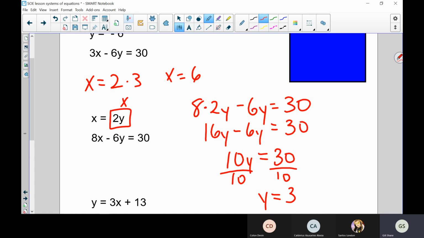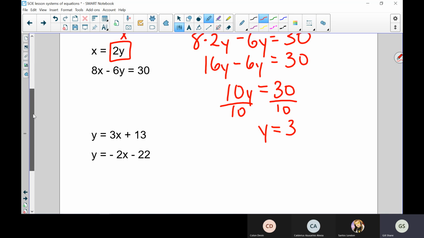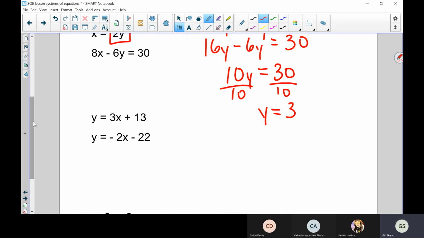That's why you need to pay attention. x equals 2y, which means y is 3, so x equals 2 times 3. All right, you can go back and watch it on the video, or you can start paying attention.